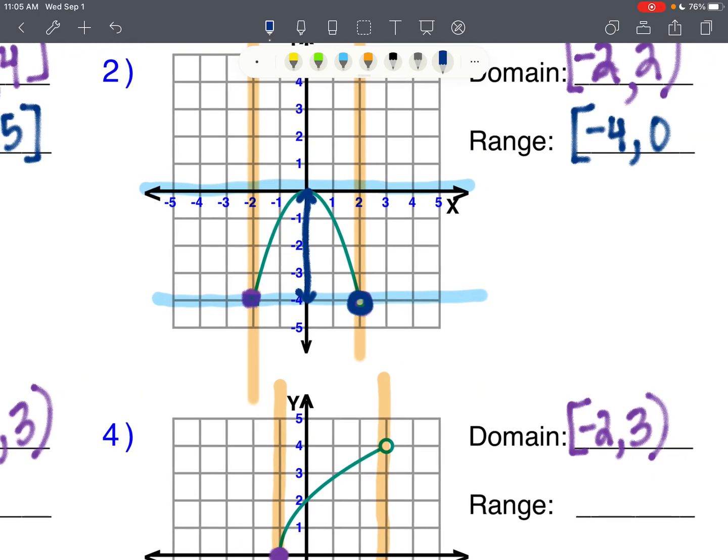So negative 4 to 0, and 0 does have an output. 0 is part of the graph. Let me erase that for you and show you. 0, 0 right here is part of the graph. Therefore, if 0, 0 is part of the graph, 0 is indeed an output, so it's going to have a bracket.